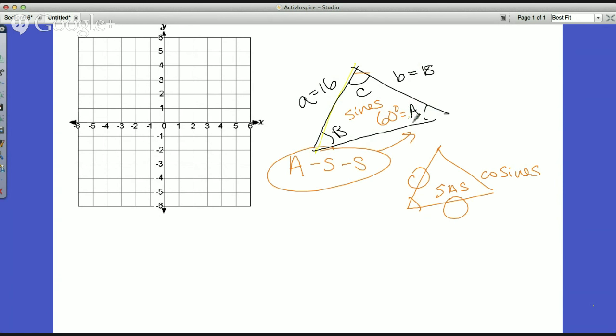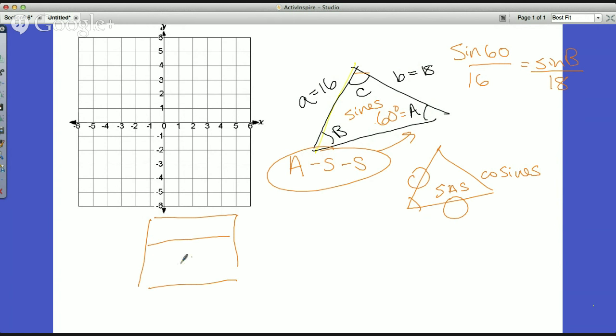So if I were to set that up, someone want to take kind of leadership on that? What would I do to set up this triangle to solve for my missing angles and missing side? 60 over 16. Bingo. Yeah, so let's go sine of 60 over 16 equals the sine of B over 18. So right there is where we're setting it up.